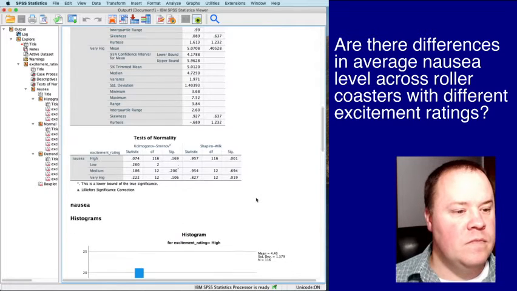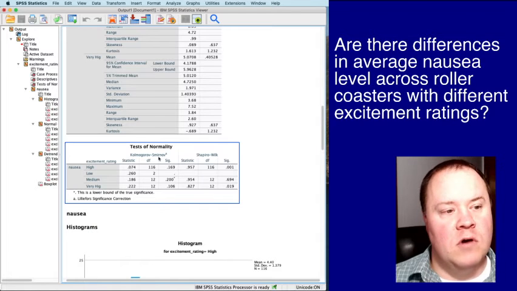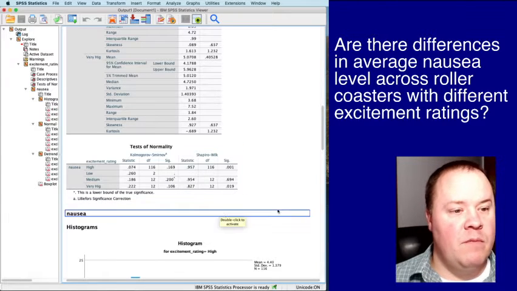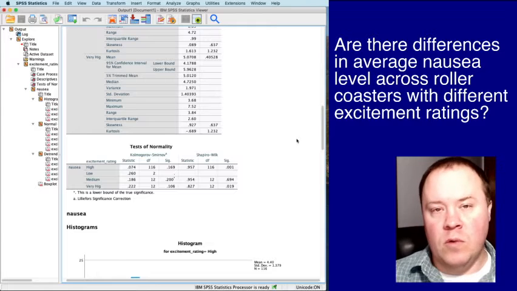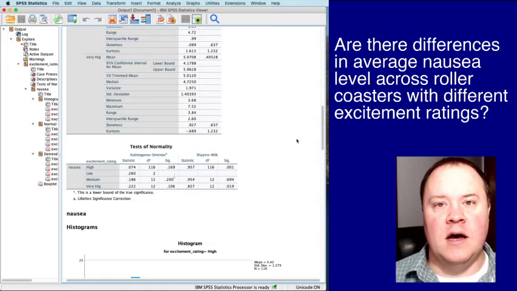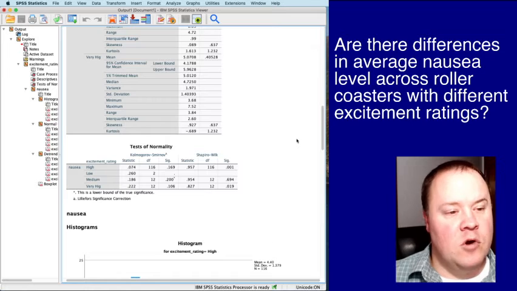So if you see here, if we look at the Kolmogorov-Smirnov test, we have significance values that are well above 0.05, and that's what we want here. Remember, the null hypothesis is that things are normally distributed. So if we get a statistically significant test of normality, that means that the distribution has deviated a lot from what it would be if it was normally distributed.